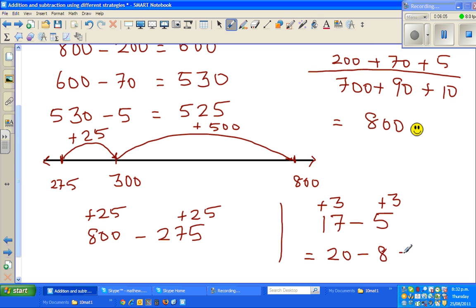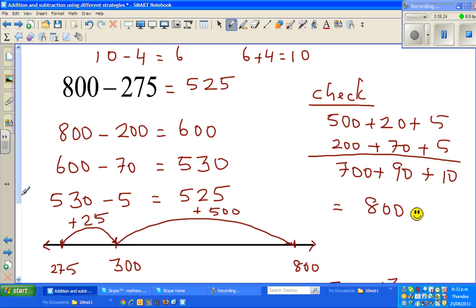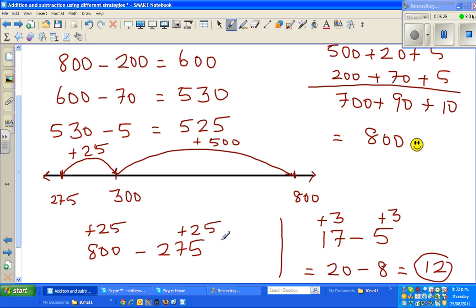Okay, and 20 minus 8 we know is 12. So in subtracting, let me go back to addition. In addition, if you're adding something to one number, you have to take away that much from the other number. But in subtraction, whatever you add to one number, to make it tidy, you do the same to the other number. So this is compensating.